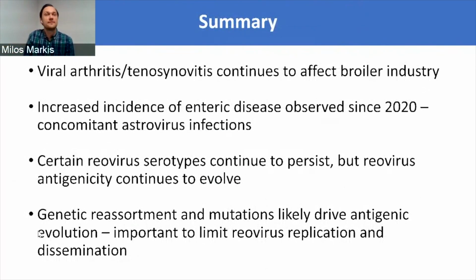So in summary, viral arthritis tenosynovitis continues to affect the broiler industry. There's an increased incidence of enteric disease since 2020, and it's usually a mixed infection with astrovirus. Certain reovirus serotypes continue to persist, but antigenicity continues to evolve over time. And genetic reassortment and mutations likely drive this antigenic evolution, so it's important to limit reovirus replication and dissemination in the field.